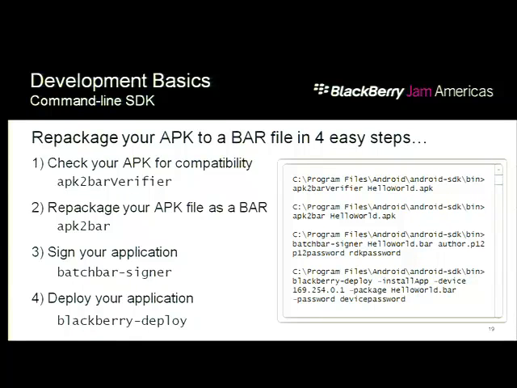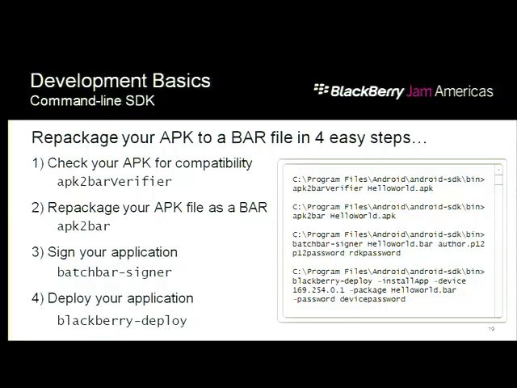So we have a tool called our APK to bar verifier. This basically just verifies that all of the APIs you're using will function correctly on the PlayBook or BlackBerry 10. And similar to our online tool, if it doesn't, it'll print out a warning message saying where your warnings are. So it'll list all your level 1, level 2, level 3 warnings, that sort of thing.